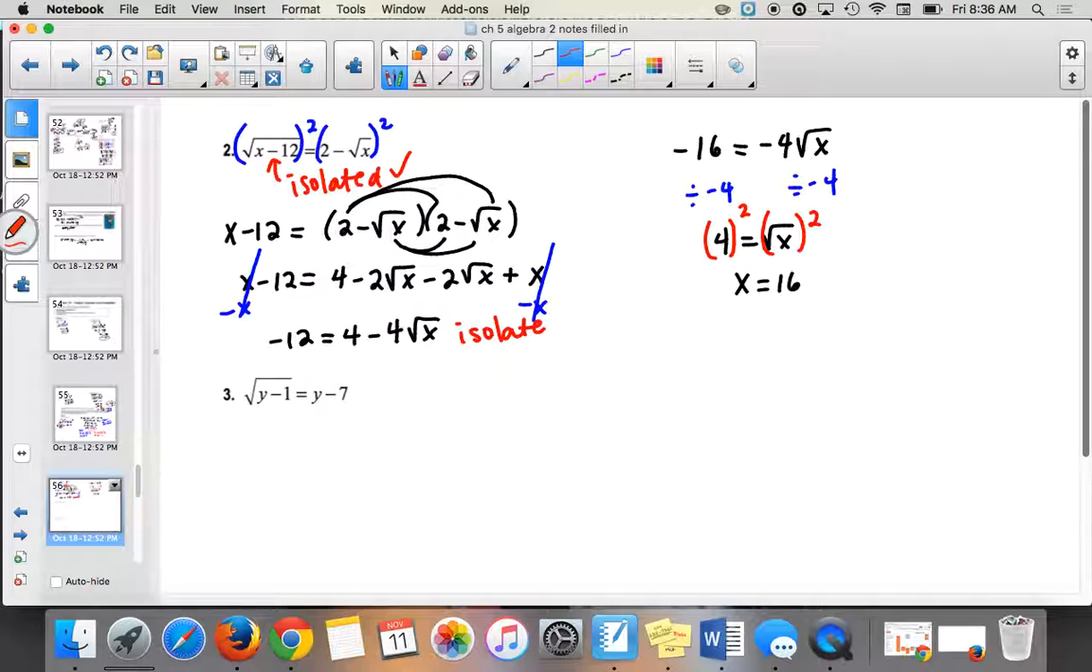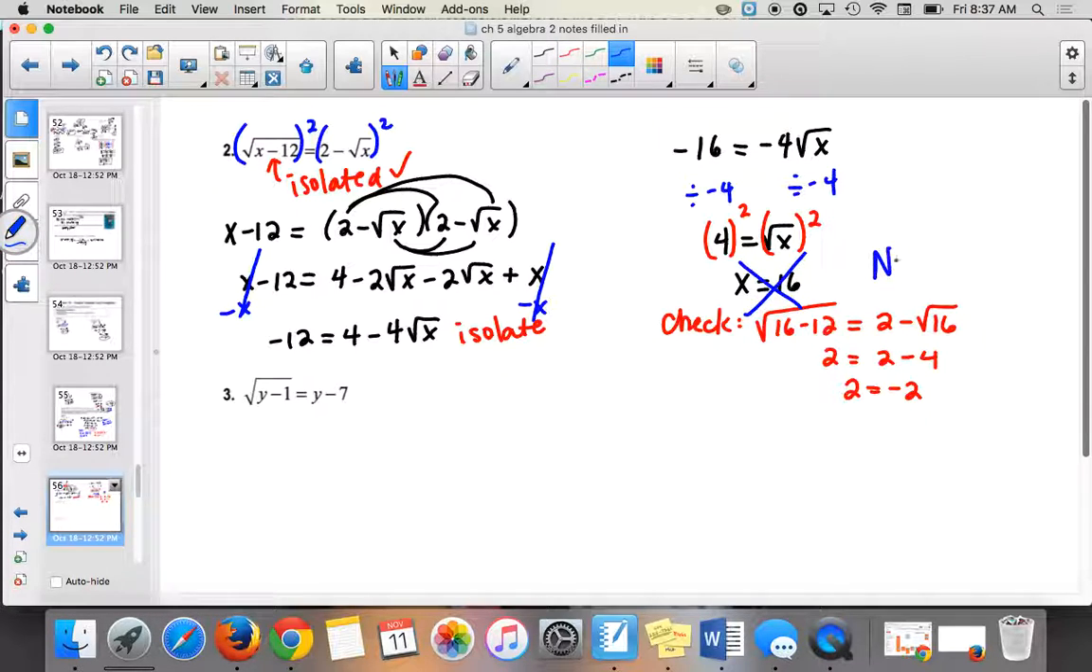So we do a quick check back in the original. If we check 16, we get the square root of 16 minus 12 is equal to 2 minus the square root of 16. So we have the square root of 4, which is 2, is equal to 2 minus 4. Does that work? It doesn't. Isn't that the saddest thing ever when you do all that work and then what's our answer? No solution. So math, where no solution is still a solution. That's it.